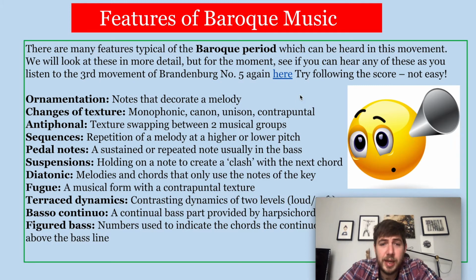You've got changes to texture. So we've got monophonic, canon, unison, contrapuntal. If you're unsure what they are, have a look at them, work them out, Google them if you have to. Antiphonal, so texture swapping between two groups. So your groups are your concertino and the ripieno. Sequences, so repetition of melody at a higher or lower pitch.